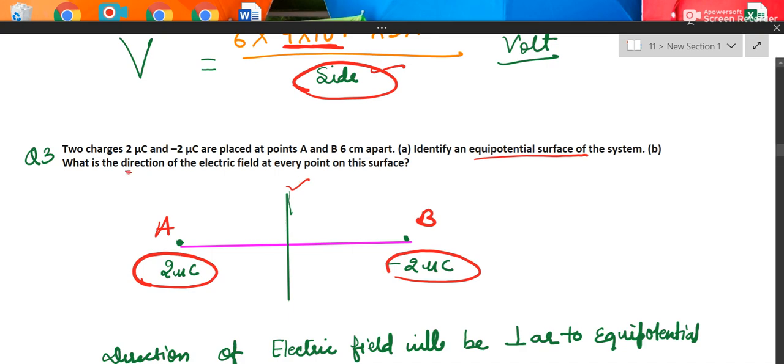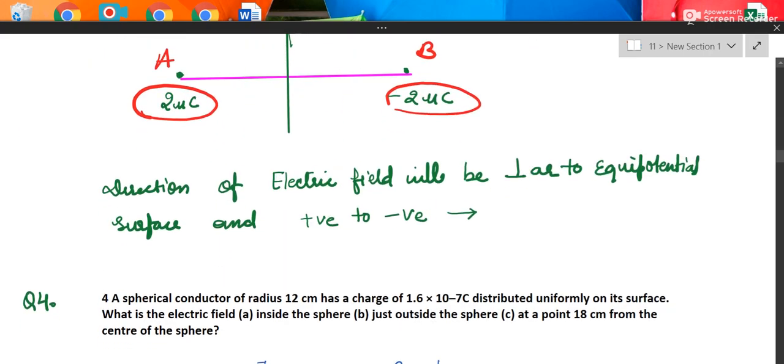What is the direction of the electric field at every point of this surface? The electric field will always be perpendicular to it, and it will be directed from positive to negative, that is, opposite to the dipole moment in this case.